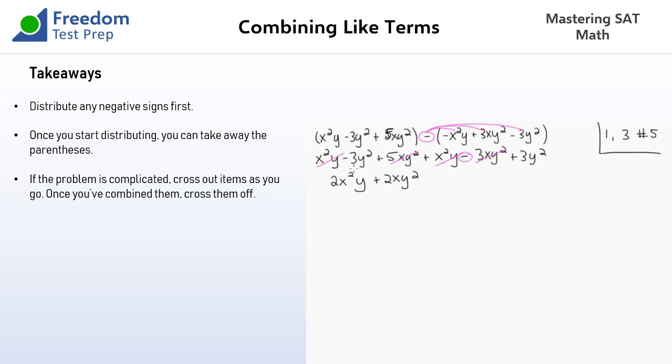And for some reason, I overlooked this y squared. But here we can see we have a negative 3y squared and a positive 3y squared. Well, those cancel out. Anyway, this is going to be the answer because we have crossed out everything. There's nothing more to combine. All right, and that answer is C.